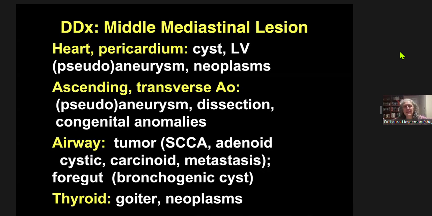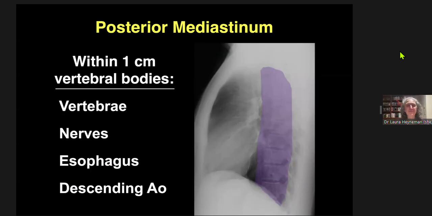So middle mediastinal lesions, things that involve the heart, things that involve the aorta and major vascular structures, things that involve the airways. So a lot of the airway tumors. And then again, things that involve the thyroid. So knowing what's in the mediastinum, you can sort of tease out what potentially could be in a differential. And it's all based on the anatomy.